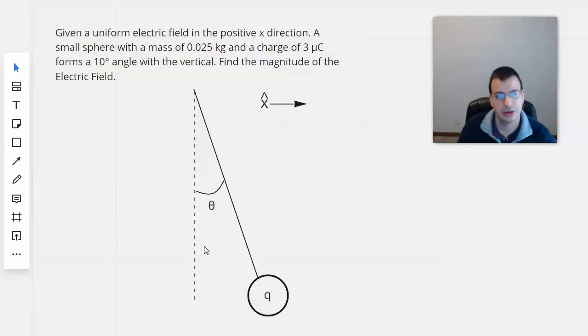Given a uniform electric field in the positive x direction, check, a small sphere, check, with mass 0.025, okay, and a charge of 3 microcoulombs forms a 10-degree angle with a vertical. Find the magnitude of the electric field.